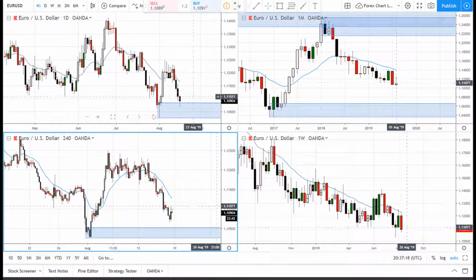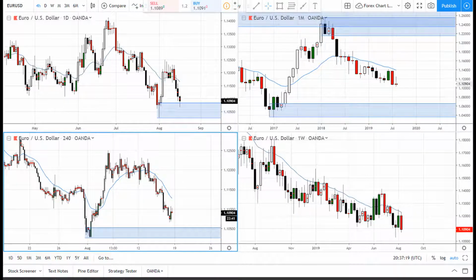Okay, so we do not want to trade this zone, and we do not want to trade this zone, just because both our higher time frames are preventing us from doing that. Okay, all right, that is the analysis on the US dollar.